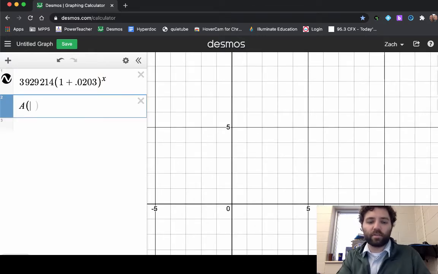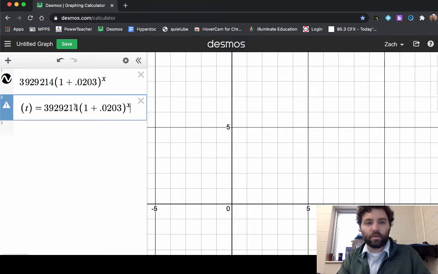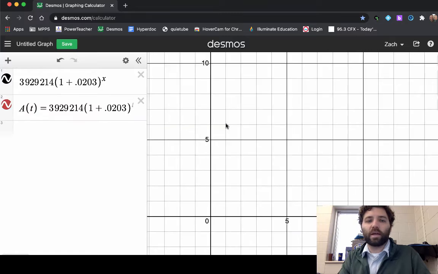You can also put it in terms of t, I believe. So if you put in A of t, and then we just copy all of this and we put t up here instead, then you can still get a graph of it. Now look at, it starts at 3.9 million, okay? So we need to look way higher up on the graph.